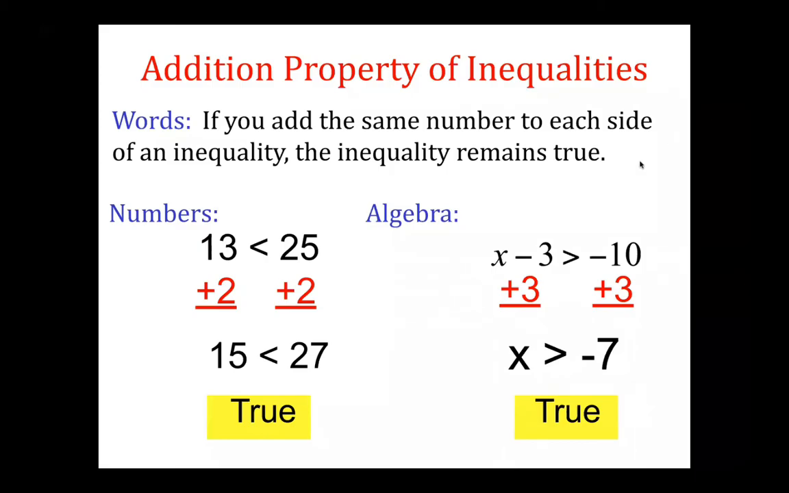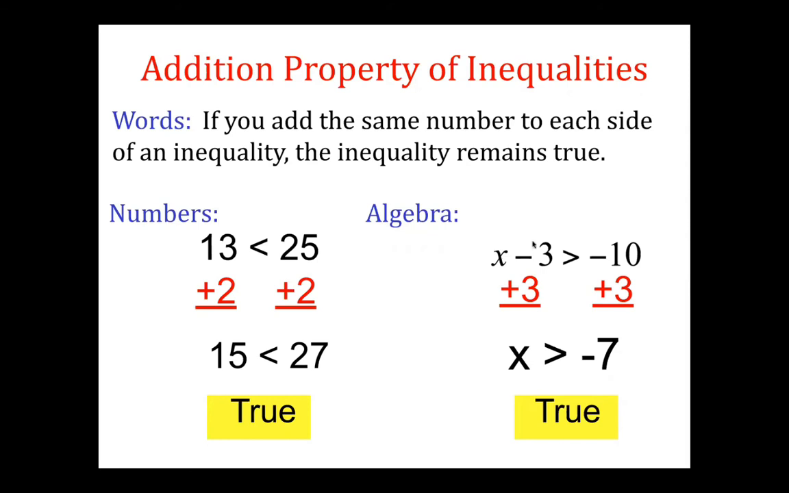Let's go ahead and take a look at the addition property of inequalities. In words, if you add the same number to each side of an inequality, the inequality will remain true. Now this is almost the exact same as the addition property that we learned in inverse operations of chapter 1. So I'm going to go ahead and show you an example in numbers just to demonstrate this.